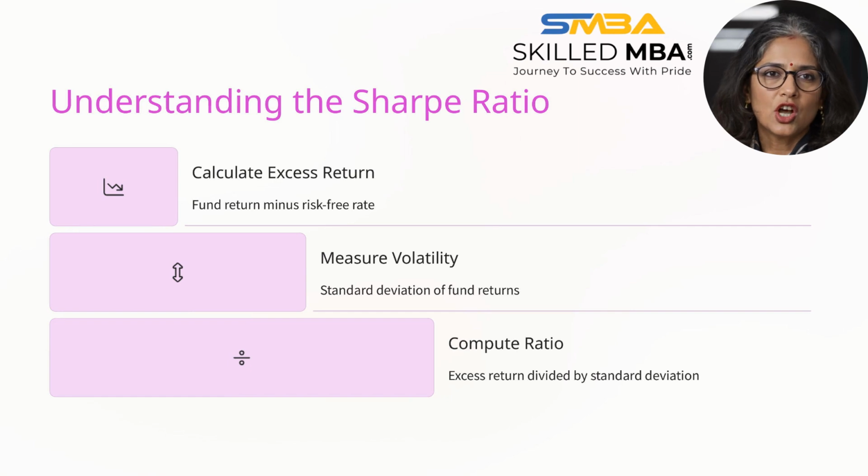To understand the Sharpe Ratio, first calculate excess return by subtracting the risk-free rate from the fund's return. Next, measure volatility using the standard deviation of fund returns. Finally, compute the ratio by dividing the excess return by this standard deviation, providing insight into risk-adjusted performance.